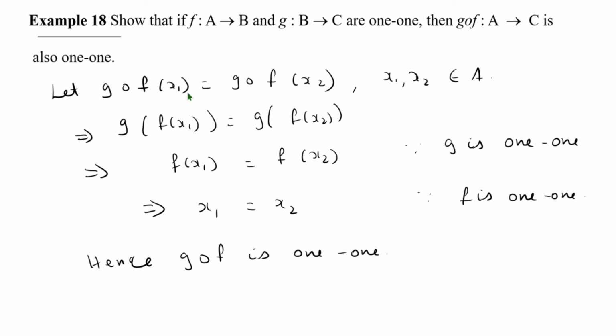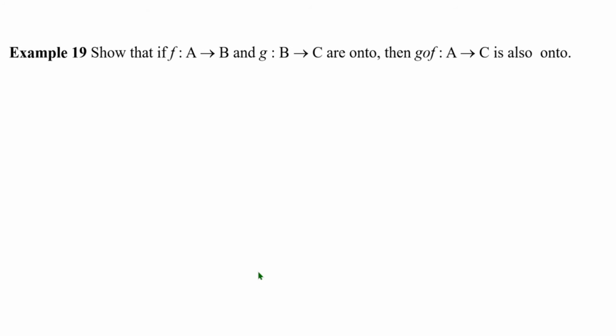So they have asked to show that if f and g are 1 to 1, then g of f is also 1 to 1, and we have got that g of f is also 1 to 1. Then the next question: show that if f from A to B and g from B to C are onto, then g of f from A to C is also onto.